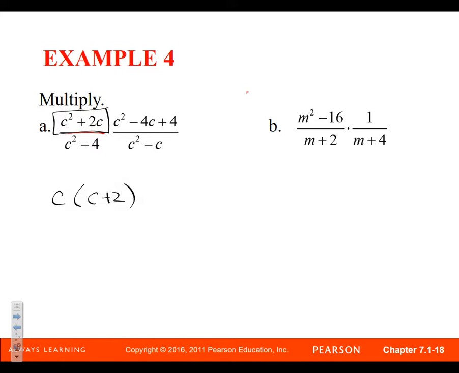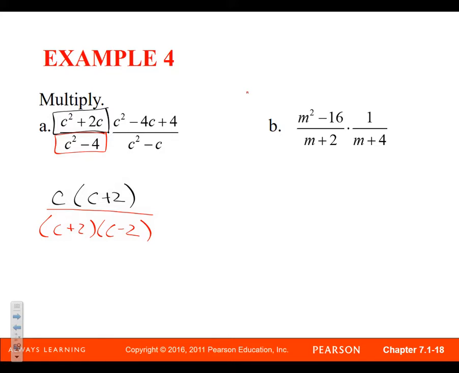Now I'm going to go to the denominator of that one. Do they have a common factor? No, but they're both squares, and it's a difference. So I can factor a difference of squares, right? And those become conjugates. That would be c plus 2 with c minus 2.